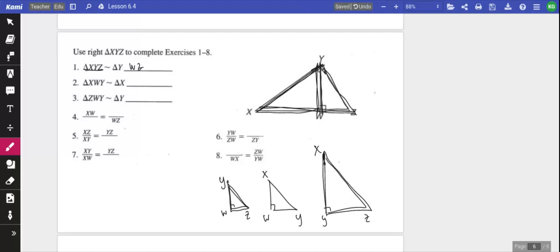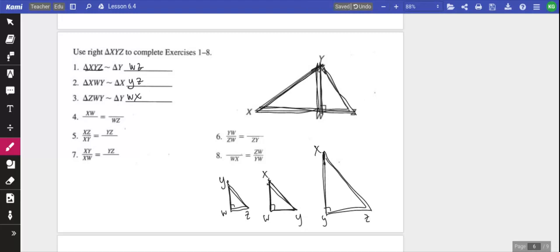Number 2 is XWY, which is this medium triangle. And it wants to know which one starts in the same place with X as the medium triangle. Well, that's the big triangle. And if I'm following the pattern, it'd be XYZ. Number 3 is ZWY, which is my small triangle. And I'm looking for which triangle has Y in the same spot, which is the medium one. So YWX.